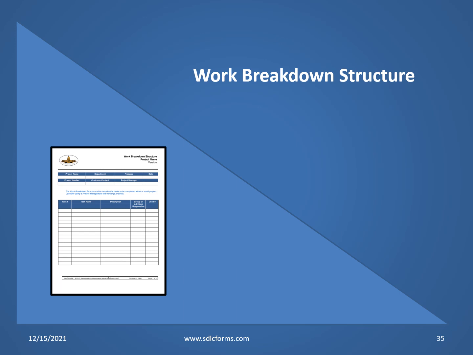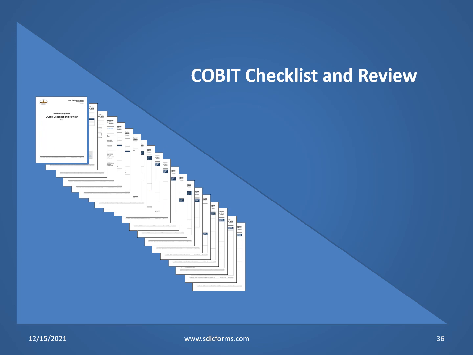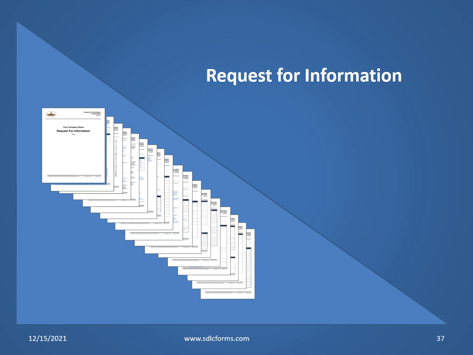The WBS provides a work breakdown structure table that includes a task to be completed within a small project in lieu of the more formal project plan. The COBIT checklist and review provides for a standardized structure for IT governance, accounting controls, and compliance. A request for information, RFI, is used to solicit information from qualified vendors on the products and services they recommend.